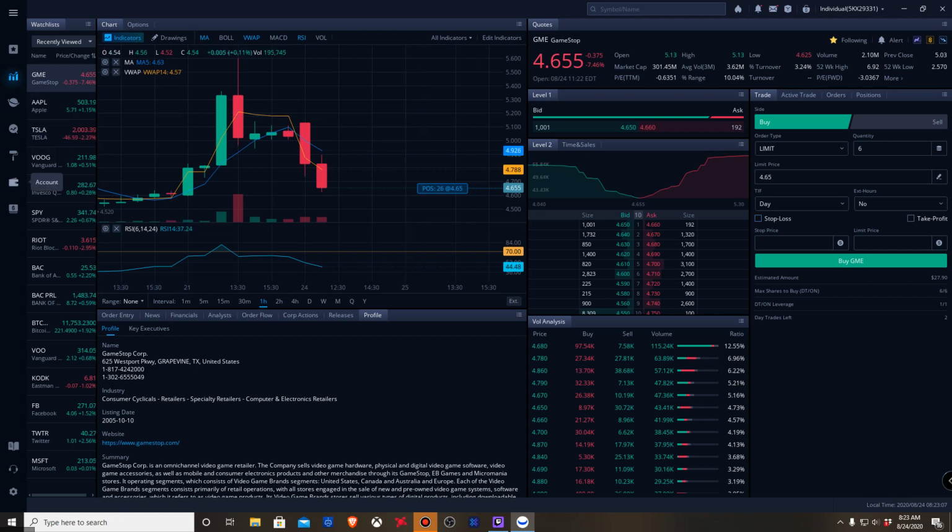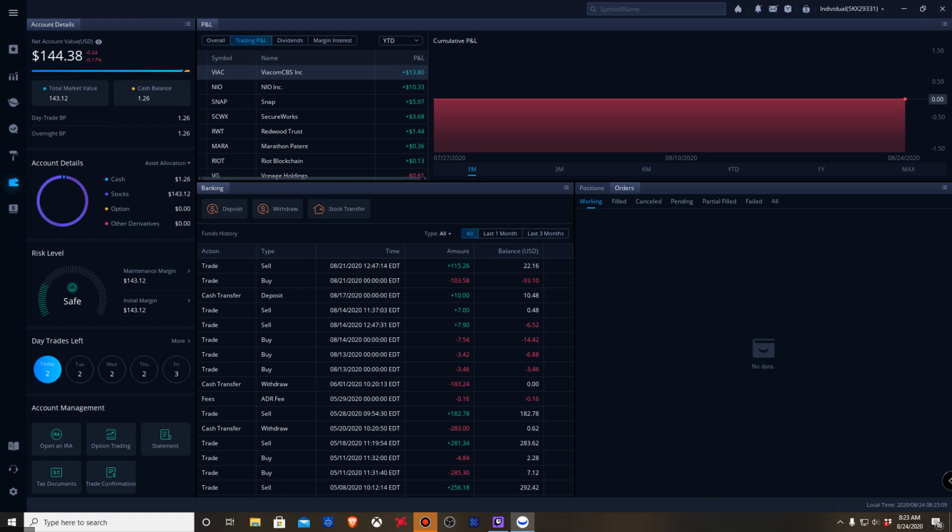But I want to go back and see where I'm at with my account. So my cash balance right here is $1.26, which means I can't buy any more of that. And we're at $143 in stock. So I have $143 in stocks right now.